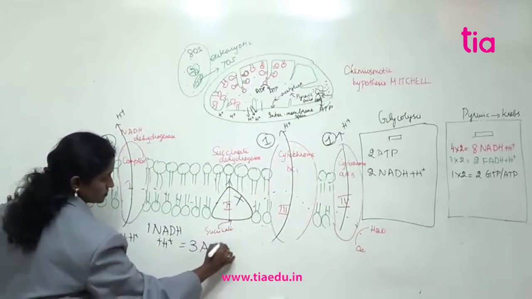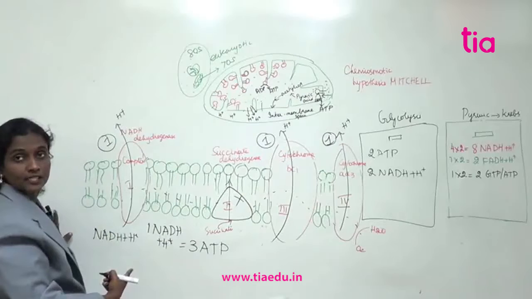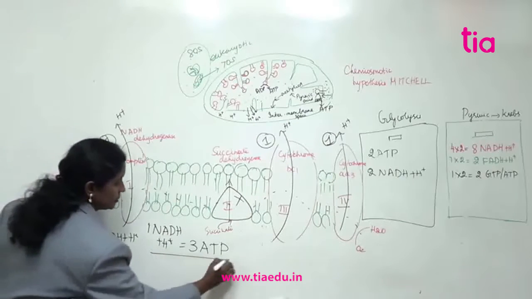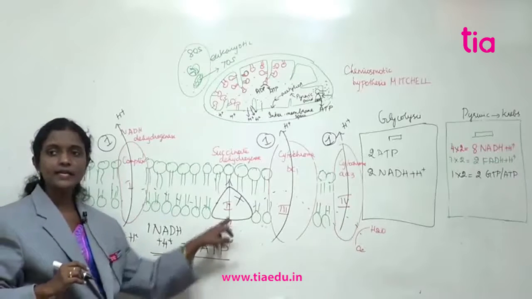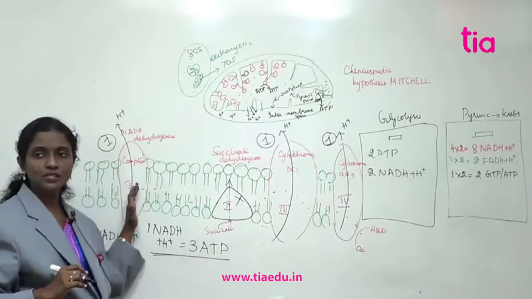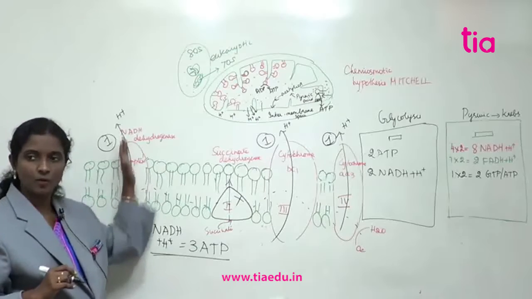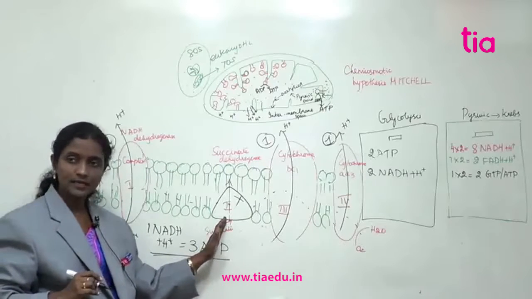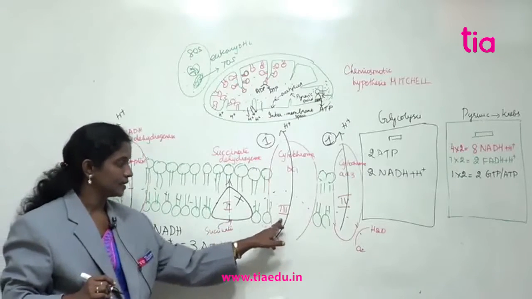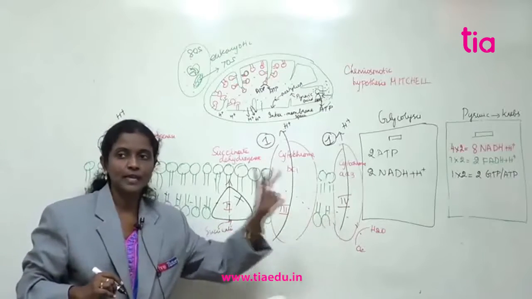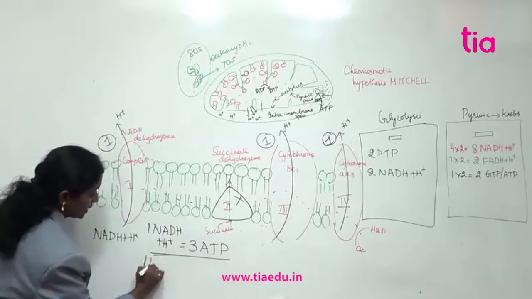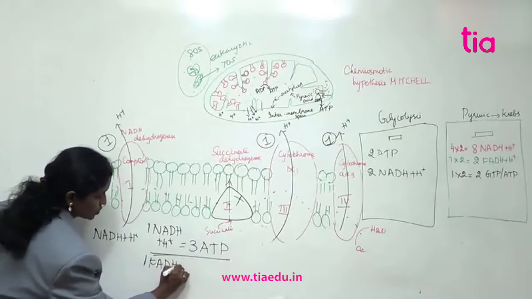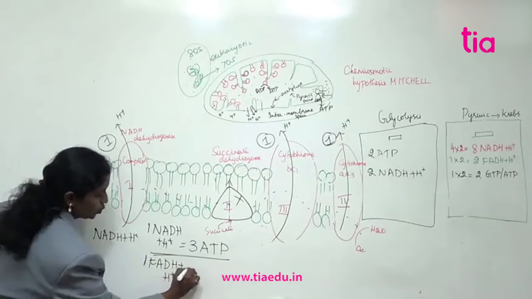Keep in mind, one NADH plus H plus will give rise to 3 ATPs. As succinate joins only in complex 2, it loses the ATP it has to receive from complex 1. So, it will only receive the ATP from complex 3 and complex 4. Therefore, 1 FADH2 gives rise to only 2 ATPs.